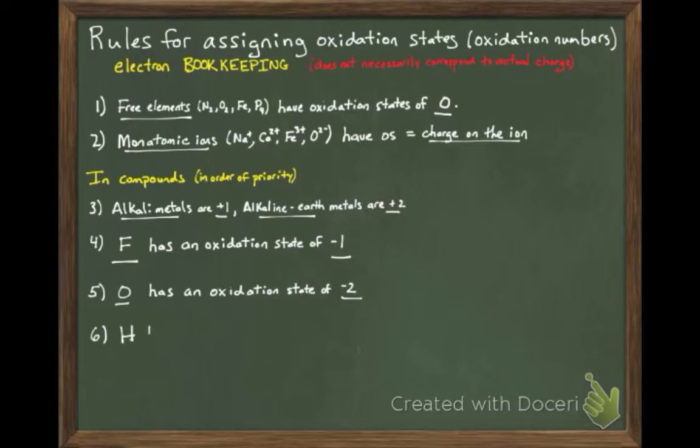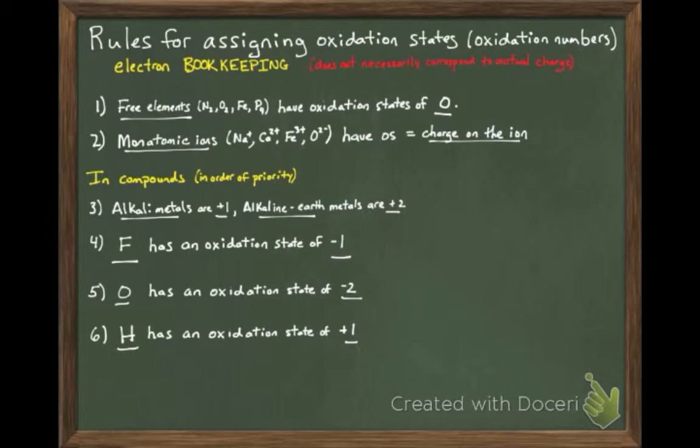6, hydrogen has an oxidation state usually of +1. The exception is when hydrogen is bound to a metal. In those cases, the metals get priority, and hydrogen is likely to have a different oxidation state.